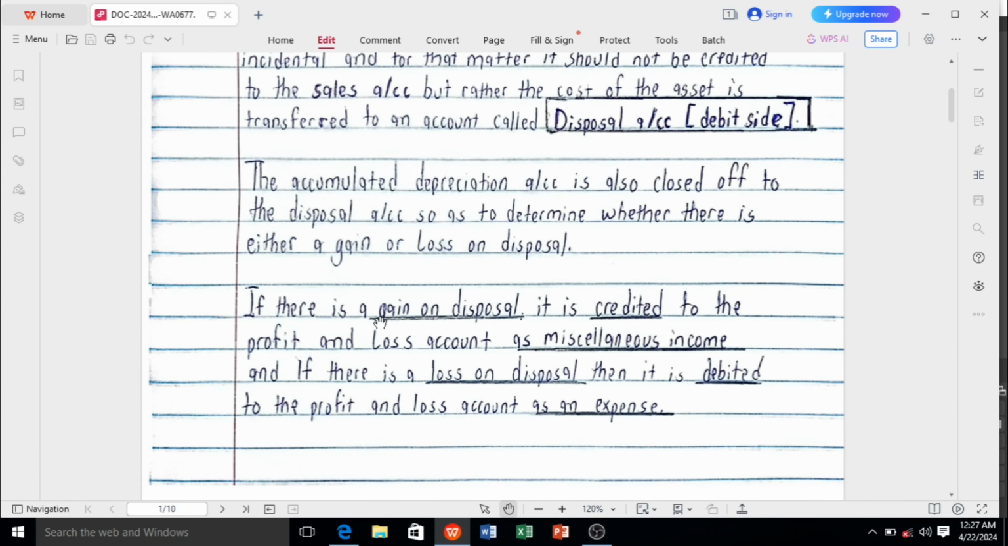If there is a gain on disposal, it is credited to the profit or loss account as miscellaneous income. And if there is a loss on disposal, then it is debited to the profit or loss account as an expense.